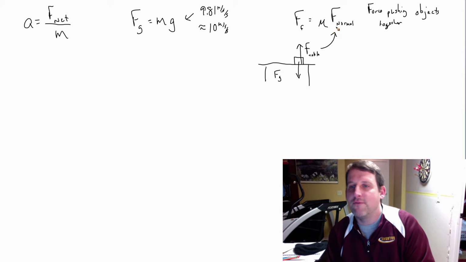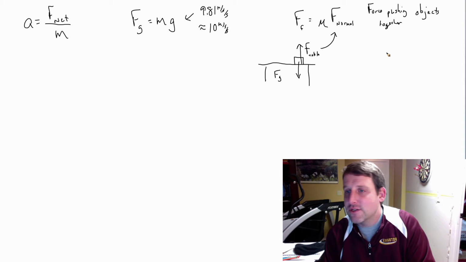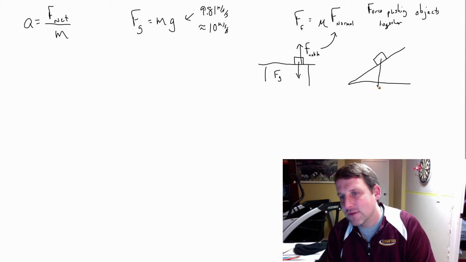And it's called a normal force because in math the word normal means 90 degrees. So that's that one. So on a ramp, it looks a little different. So here's my wonderful ramp. I have an object on there. It has a force of gravity, F sub g.